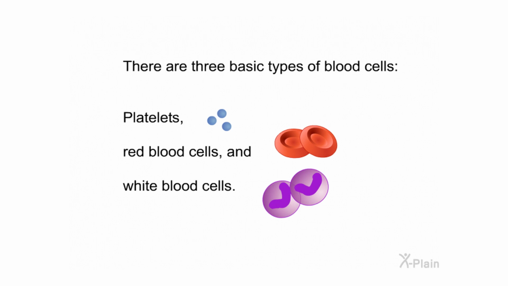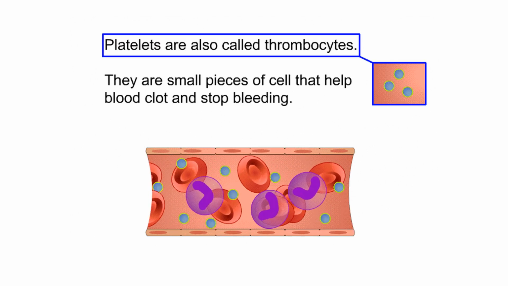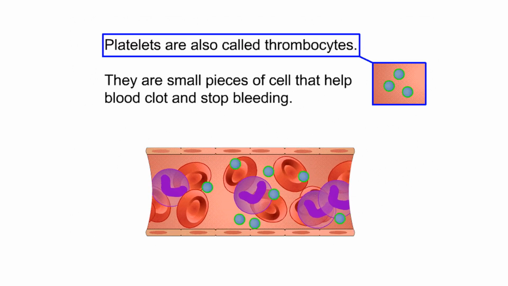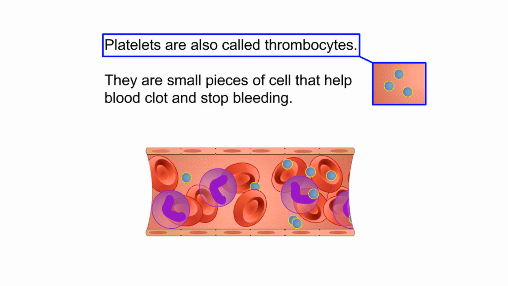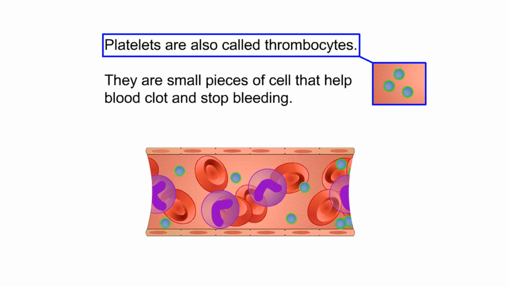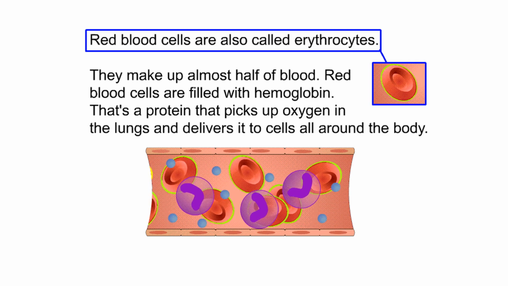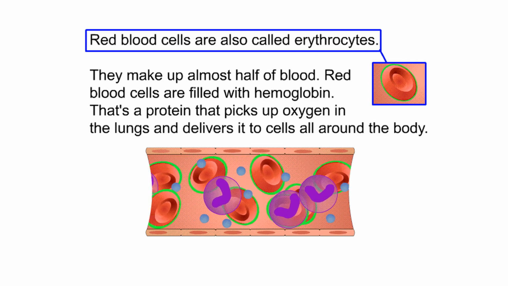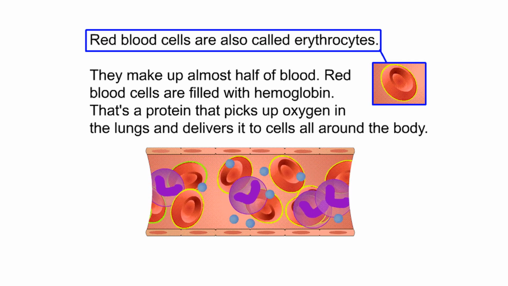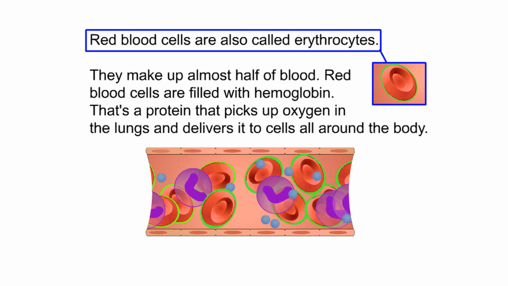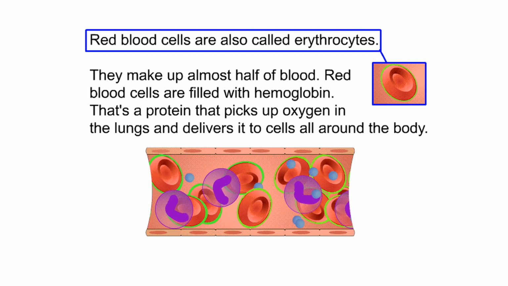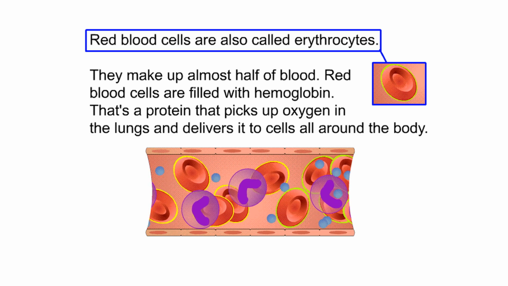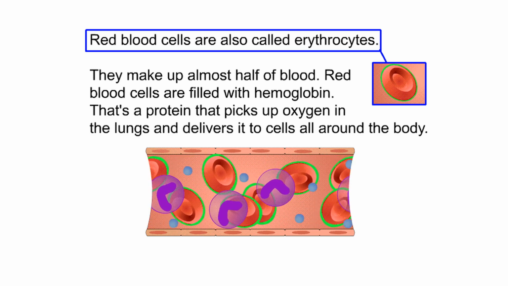There are three basic types of blood cells: platelets, red blood cells, and white blood cells. Platelets are also called thrombocytes. They are small pieces of cell that help blood clot and stop bleeding. Red blood cells are also called erythrocytes. They make up almost half of blood. Red blood cells are filled with hemoglobin. That's a protein that picks up oxygen in the lungs and delivers it to cells all around the body.